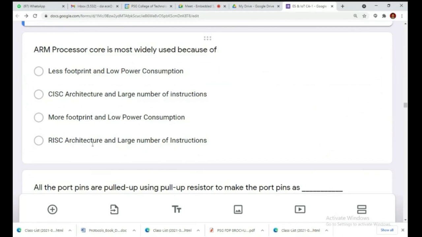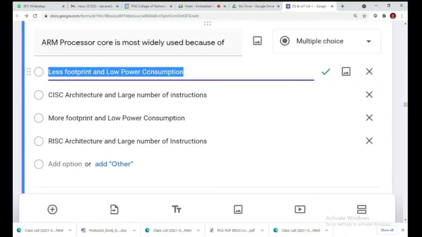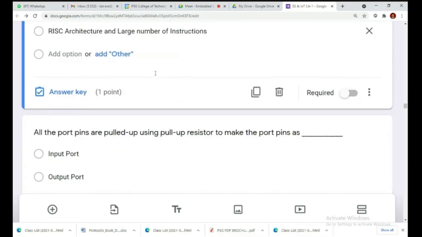RISC architecture, that's correct, but large number of instructions. This RISC architecture does not have a large number of instructions. Hence the right answer is less footprint and low power consumption with respect to this question. So the ARM processor core is most widely used because of less footprint and low power consumption.